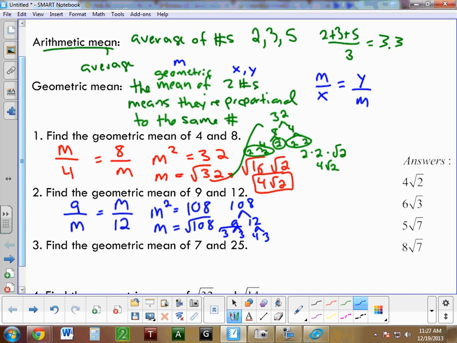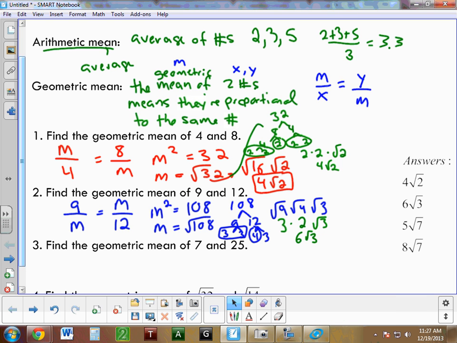So I see that here I could take the square root of 9 and get 3, and here I could take the square root of 4 and get 2. So a good way to write this would be the square root of 9 times the square root of 4 times the square root of 3. Square root of 9 is 3, square root of 4 is 2, and then you still have this. So that's 6 square roots of 3.